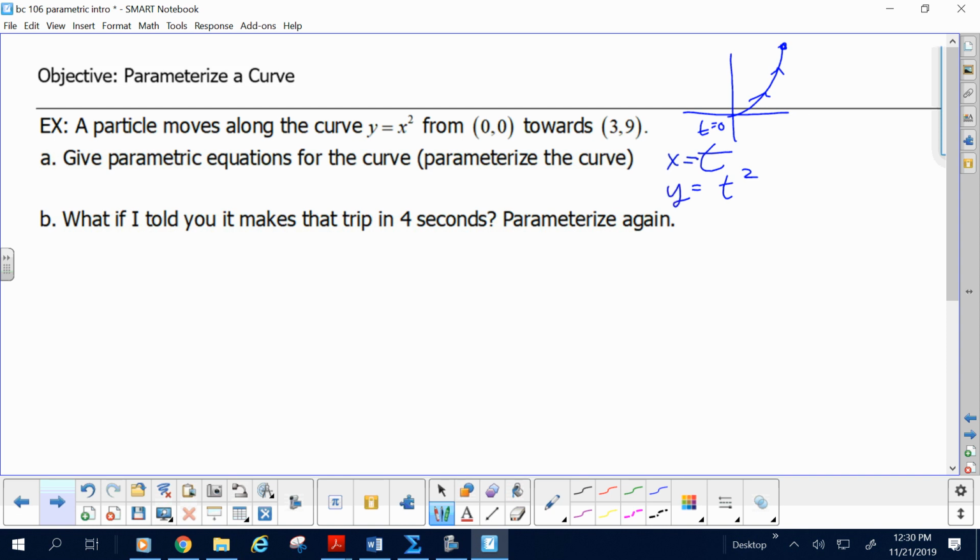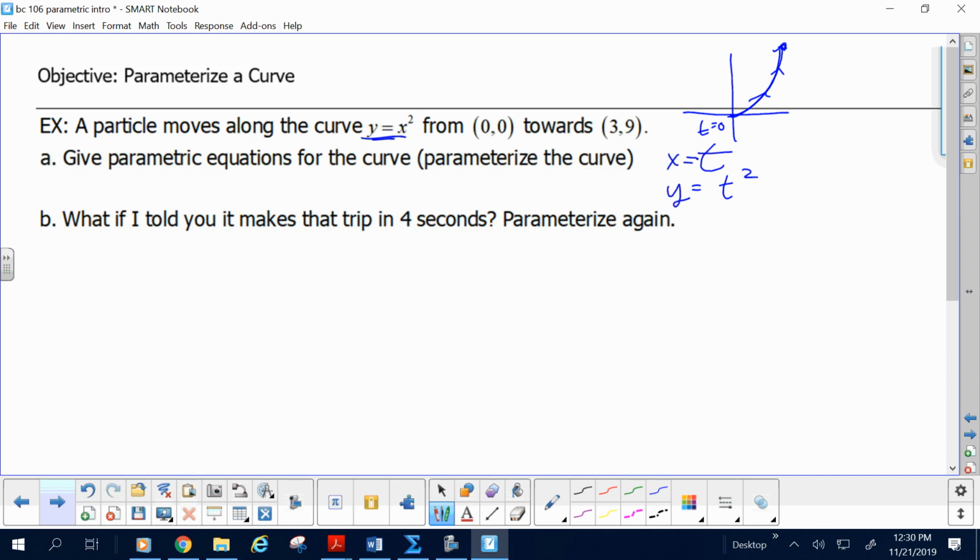Okay, the most obvious is to just say, you know what, if I want to make this curve, I'm just going to let x be just the same as t, so that when t is 0, x is 0. When t is 1, x is 1. T is 2, x is 2. And it keeps going till x is 3, and then it just stops. So just let x be directly related to t.